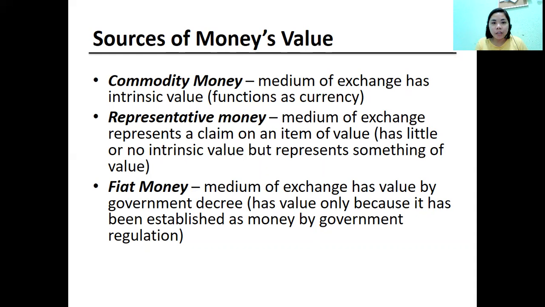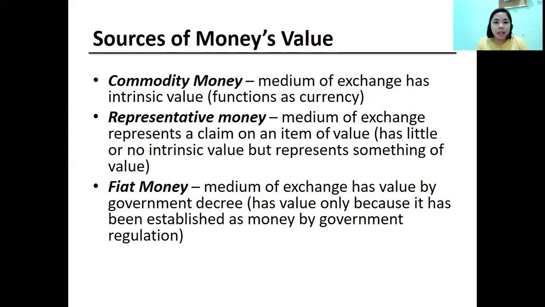First is commodity money. It is a medium of exchange that has intrinsic value. So it functions as currency. For example, commodity money is gold, corn. You will see more examples of it when you have your activity for this topic.